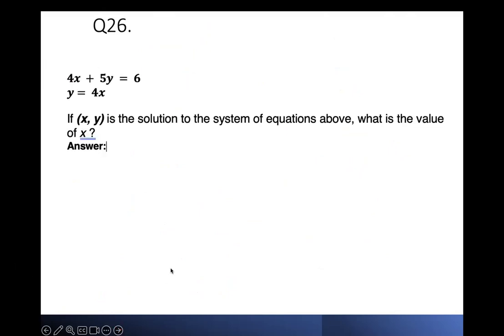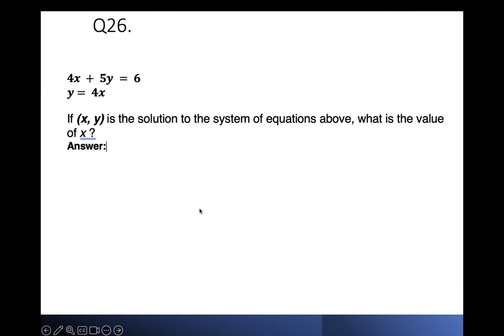Now, this is also a tricky question. When you see it in SAT, you think, oh, they're trying to trap me. 4x plus 5x is equal to 6. y is equal to 4x. If x and y are the solution to the system of equations, what is the value of x?